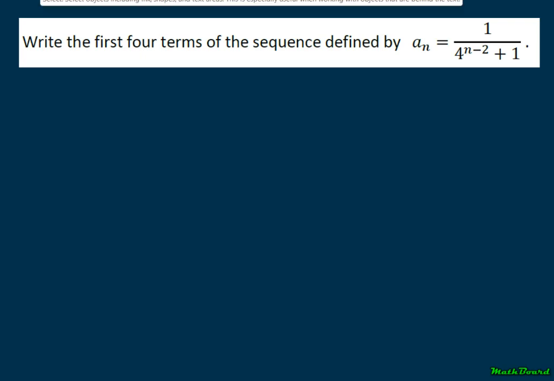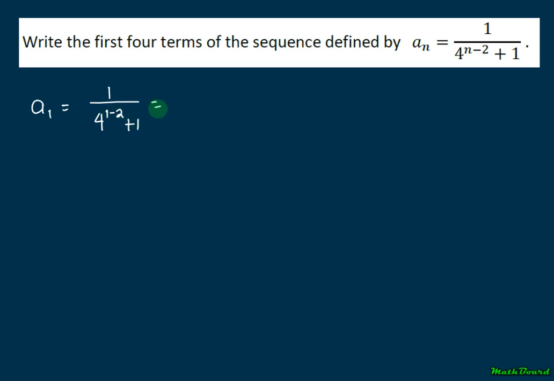2, 3, and 4. So if we have a sub 1, that would be 1 divided by 4 to the 1 minus 2 plus 1. That is 1 divided by 4. 1 minus 2 is negative 1 plus 1. That is 1 over 4 to the negative 1 is 1/4 plus 1 is equal to 1 over 4 plus 1, that's 5/4. Then 1 divided by 5/4, that is 4 over 5.